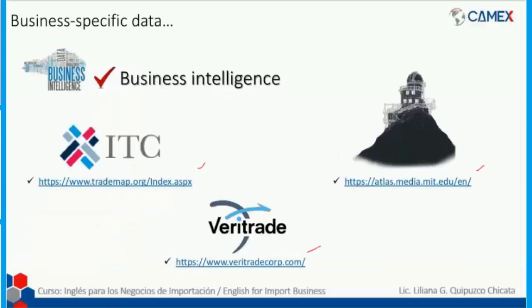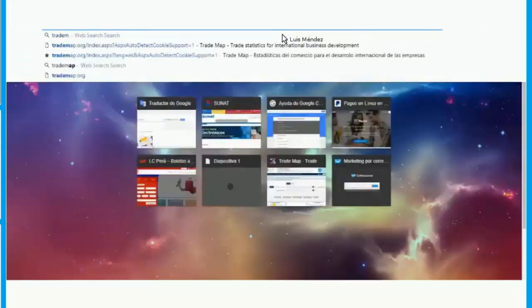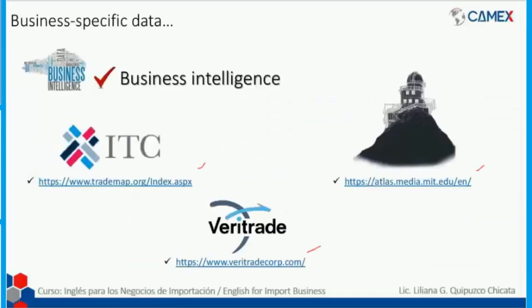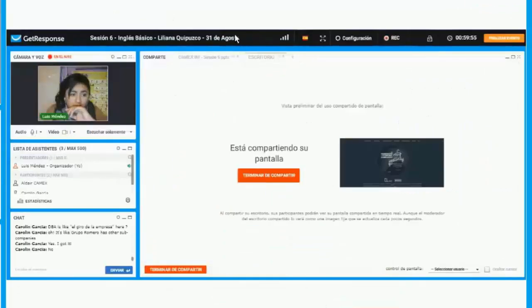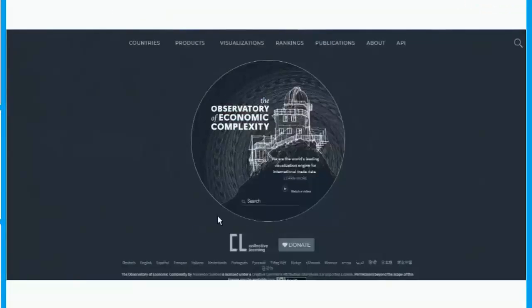So first we're going to see the Observatory of Economic Complexity website. Let me know if you can see this. Can you see the website?